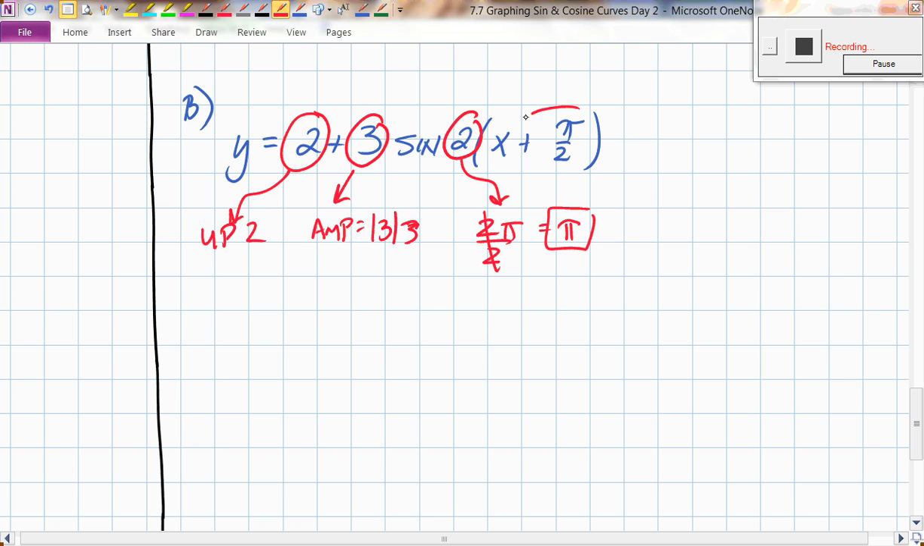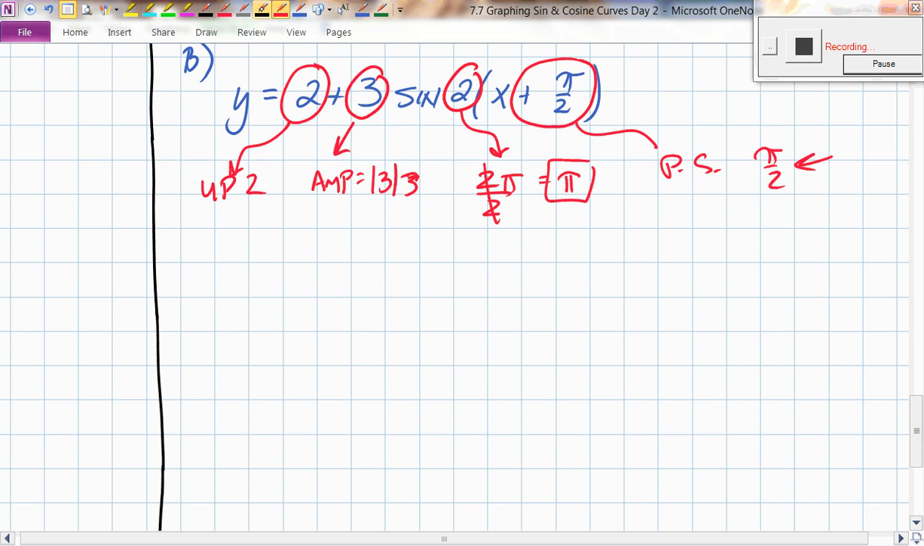Good. And what is this part going to do right here? Phase shift pi over 2 units to the left. There you go. So my arrow points left. So there are all 4 things that we're doing. Okay, lots to be done. So I'll bring this down.